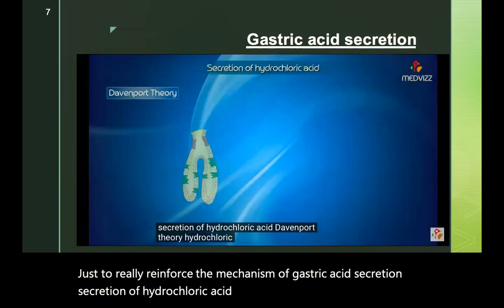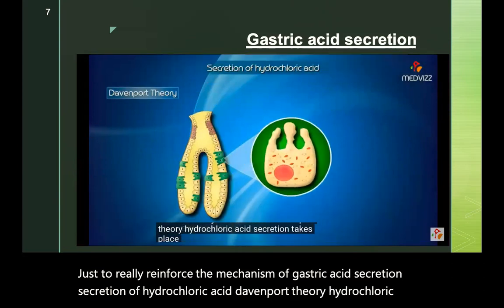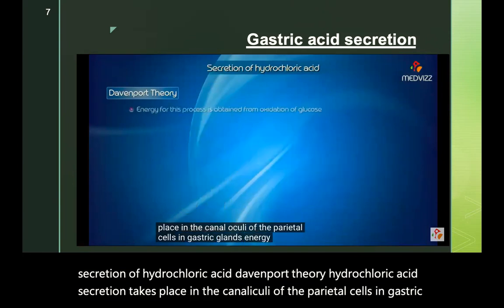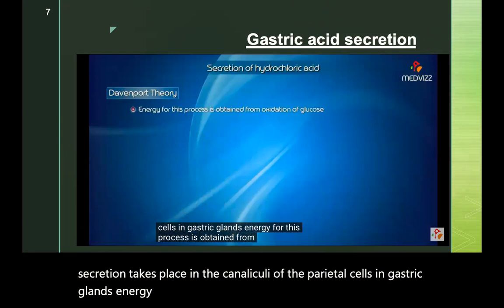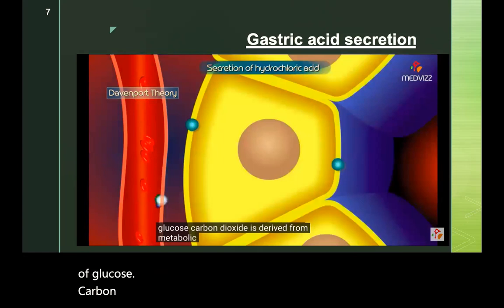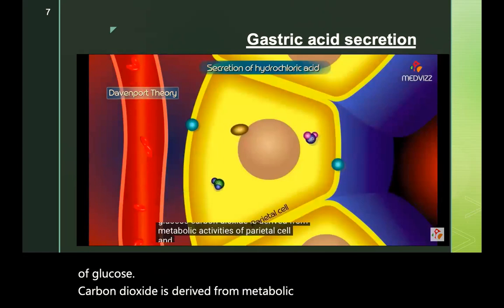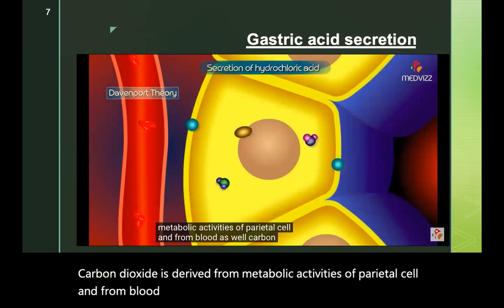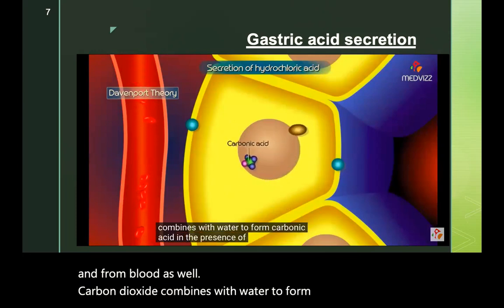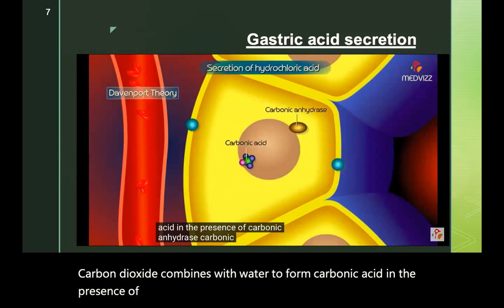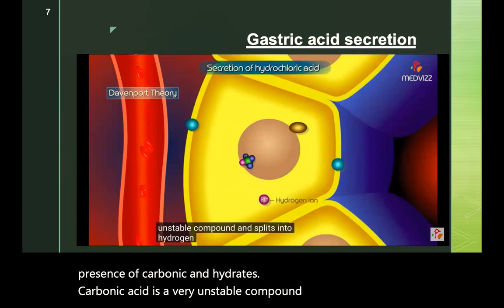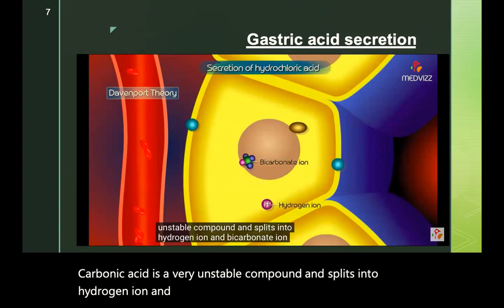Davenport theory. Hydrochloric acid secretion takes place in the canaliculi of the parietal cells of the gastric glands. Energy for this process is obtained from oxidation of glucose. Carbon dioxide is derived from metabolic activities of the parietal cell and from blood as well. Carbon dioxide combines with water to form carbonic acid in the presence of carbonic anhydrase. Carbonic acid is a very unstable compound and splits into hydrogen ion and bicarbonate ion.